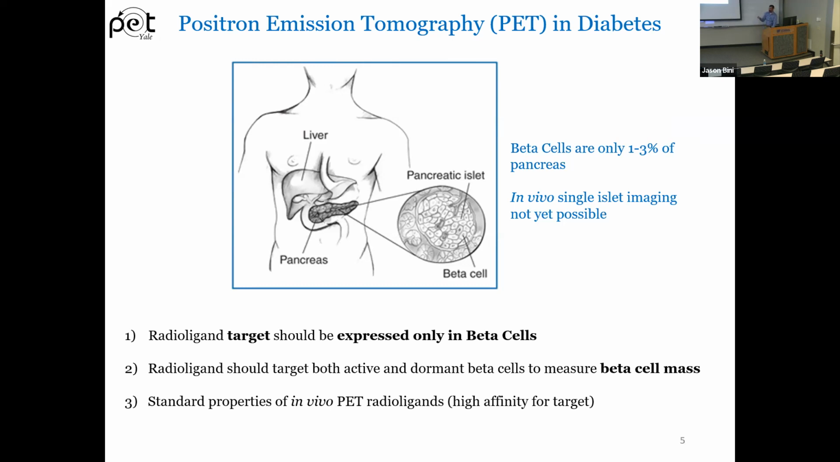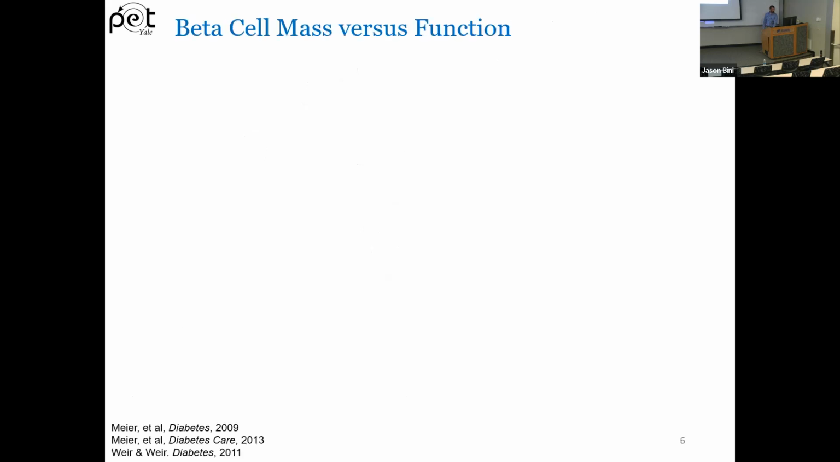And you want a high affinity target. You don't want a drug binding to several different receptors, kind of a promiscuous target that's binding to a few different areas. You want it specific to that one receptor that you're hoping to measure.